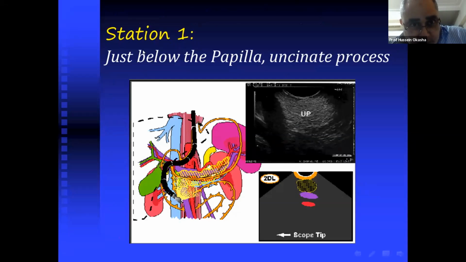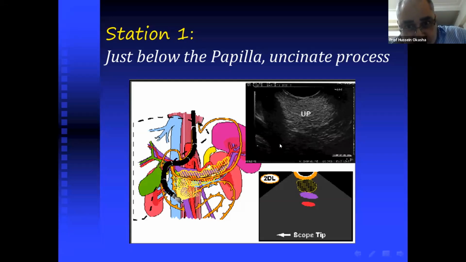So I start with station 1 just below the papilla. Here I can examine the uncinate process from the duodenum. This is the echo endoscope and this is the papilla. I direct the echo endoscope just below the papilla, and I will do upward deflection of the echo endoscope. I withdraw the big wheel towards my body to do upward deflection.